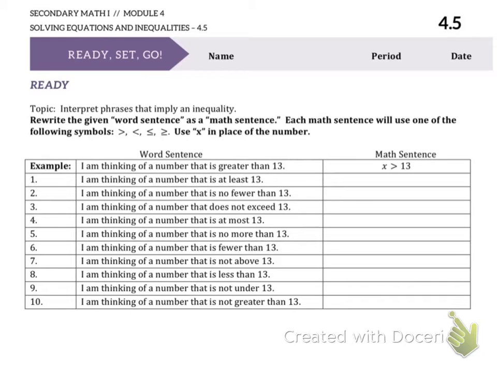Hello Math1 students. Today we are going to do section 4.5, solving equations and inequality. Here you are supposed to do ready, set, go.